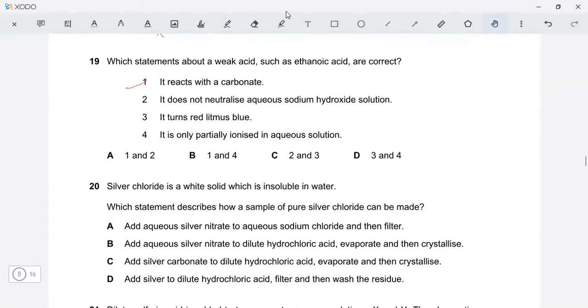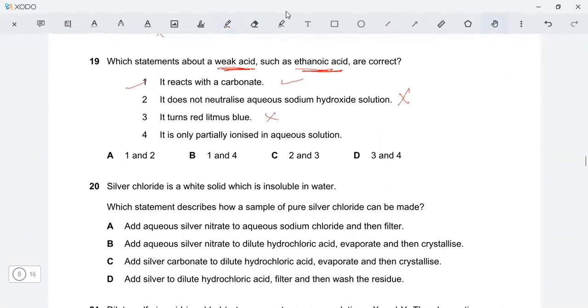Statement two, we have to check the statements for weak acids and see which is correct. It does not neutralize aqueous sodium hydroxide solution. This is supposed to be not a correct statement. Yes, it reacts with carbonate. It is okay as per the ethanoic acid. It turns red litmus paper blue. So it is an acid, and blue litmus paper is supposed to turn red. So this is not a correct statement.